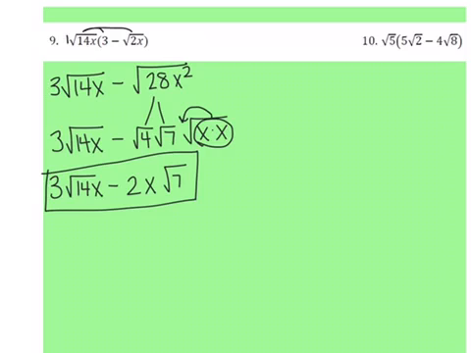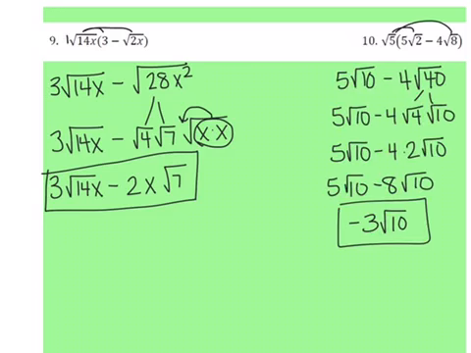I want you to pause the video and try number 10 on your own. It is just distributive property with no variables. So pause it, try it, and then come back and check your answers.